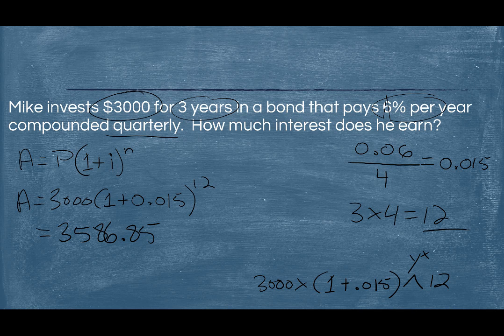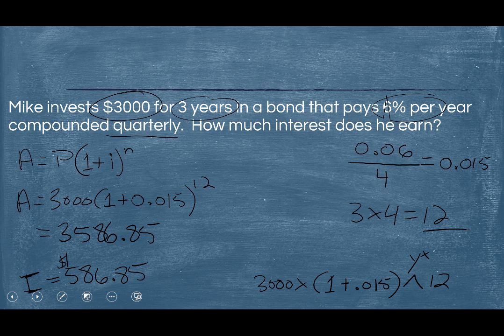$3,586.85. So that doesn't tell me how much interest is earned. That tells me how much money my investment is worth now. So the amount of interest that I earned is equal to that new amount minus my original investment. So that's going to be $586.85.